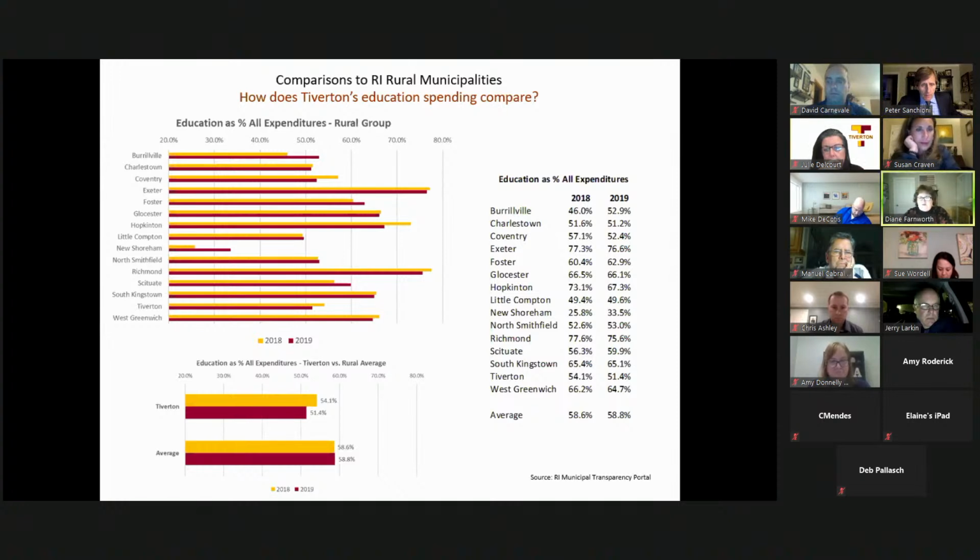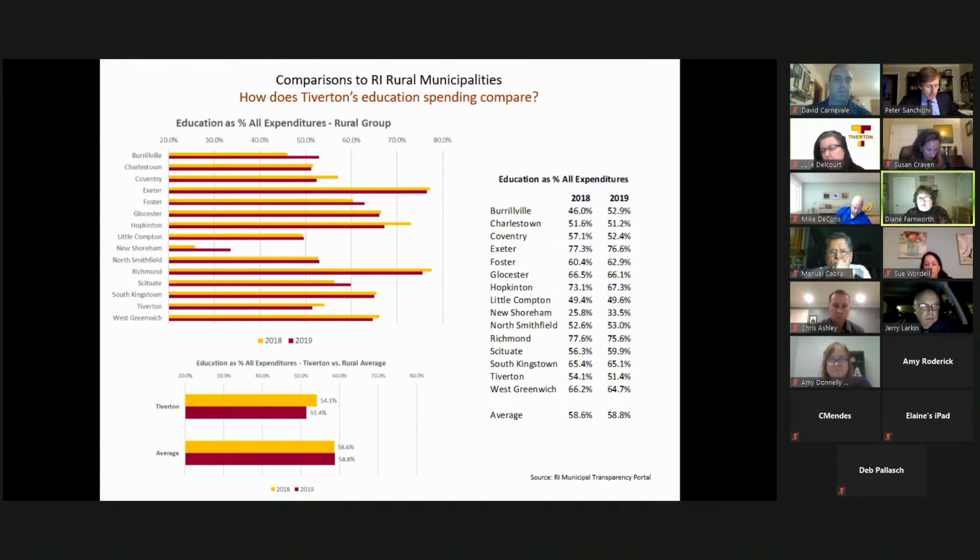And Dr. Secchione, if you don't mind, I'll help with this. This information is taken directly from the Rhode Island Municipal Transparency Portal. The reason we only have 2 years available to look at is because it's a relatively new program and certainly a new tool. We only had 2 full years of data to pull from.